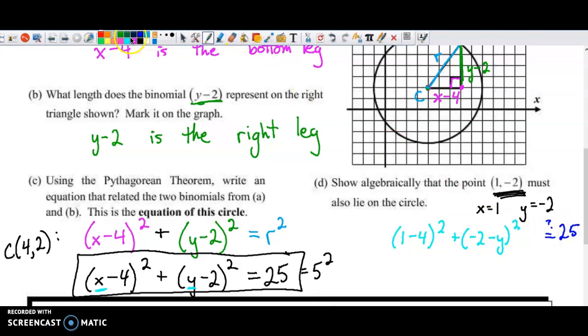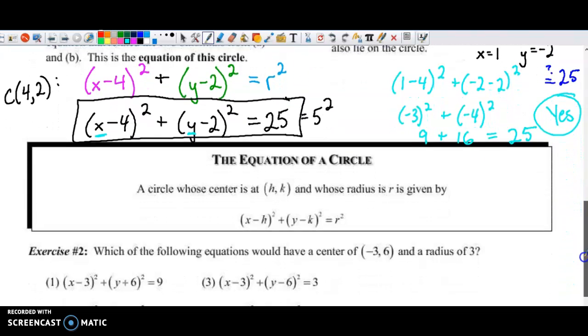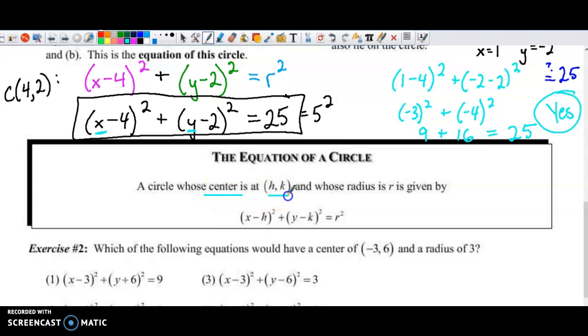So if you work it out, 1 minus 4 is -3, -2 minus 2, I don't know what's wrong with me, I wrote the wrong thing right there. I think because I underlined y, I just copied that down. That's -4. So that would be 9. -4 when you square it is 16. And yes, 9 plus 16 equals 25. So yes, 1, -2 is a point on the circle. And that works for all of these points. So as long as we know the center, h comma k, and we know the radius, we know the equation of a circle.